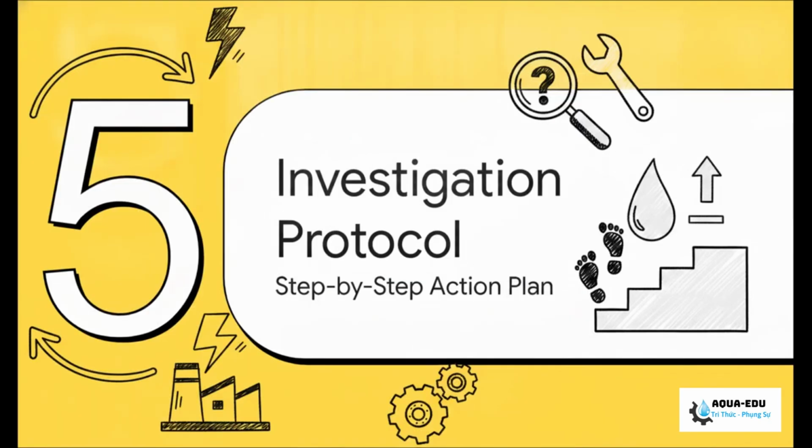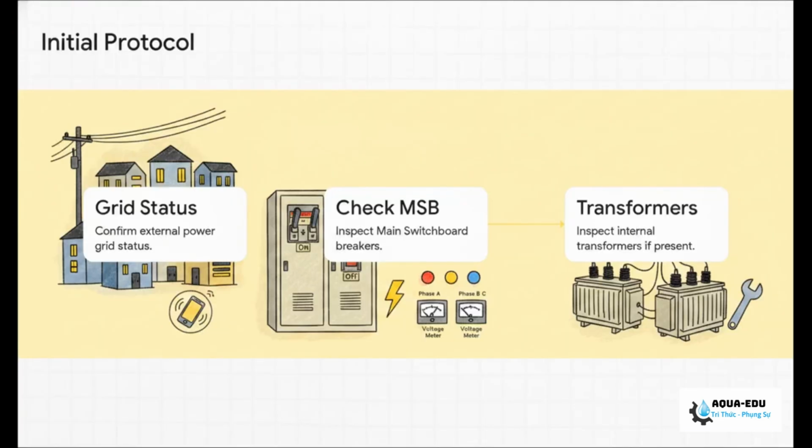Now, Section 5, the Root Cause Investigation Protocol. All right, let's walk through your immediate actions. Step 1, confirm that external grid status. Look at the surrounding neighborhood or get the power company on the phone. Step 2, head straight to the main switchboard, the MSB. Check if the main breaker's tripped, check those phase lights, and read the internal voltage meters. Step 3, if your plant uses them, you absolutely must inspect the internal transformers.